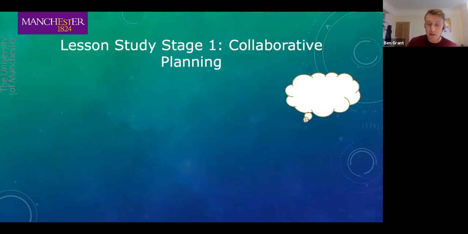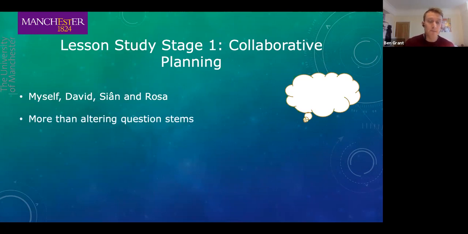So how did this lesson study approach apply to our lesson? First, we had this collaborative planning stage, and that involved myself, David Hackett, fellow Maths PGCE trainee, Sean Morgan, Maths PGCE tutor, and Rosa Archer, both Maths PGCE tutors at the University of Manchester. They were the experienced members of our group in lesson study. They've written a book on lesson study, and they've gone to Japan to see how lesson study works over there.